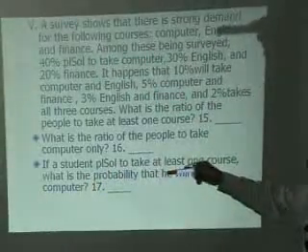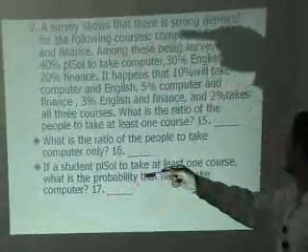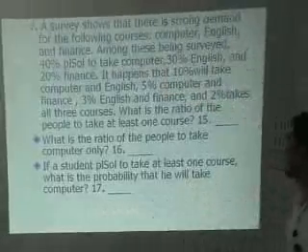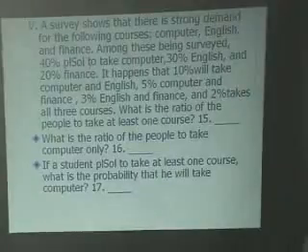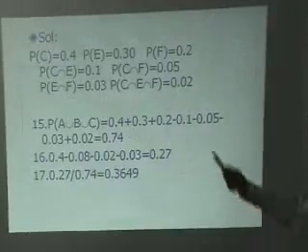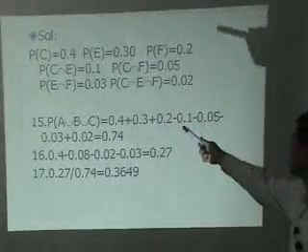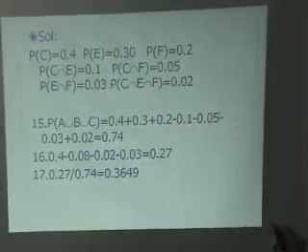So we have a survey: 40% are going to take computer, 30% are going to take English, and 20% are going to take finance. Okay, so let us put it down here. So here you have computer 40%, English 30%, and here is finance 20%.